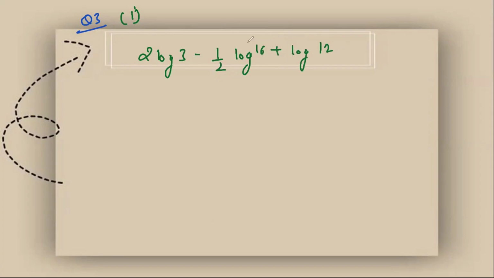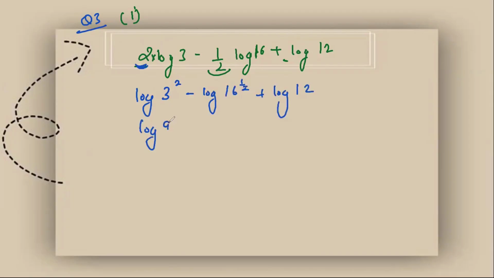Now we know that we can only use the law of logarithm when we have the coefficient as 1. So here, here, and here, the number should be same, right? But here all the numbers are different. So what we will do, whenever we have the coefficient, we take this coefficient as the power. So it becomes log 3 raised to the power 2. It becomes log 16 raised to the power half, and there is nothing, so plus log 12.